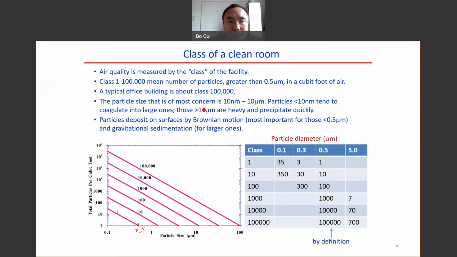The particle size that is most concerned is 10 nanometer to 10 micrometer. Smaller particles tend to coagulate. The larger ones will precipitate onto the ground. The particles are deposited on the surface by the Brownian motion. Brownian motion is that the particle is pushed around by the air molecules like nitrogen molecules and oxygen molecules. This is the Brownian motion.